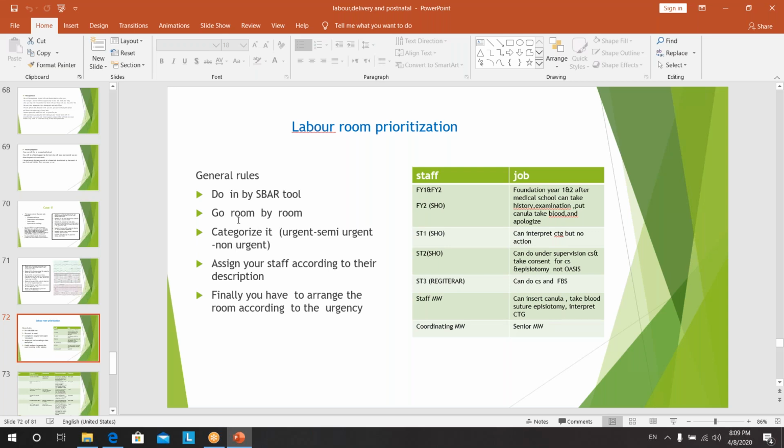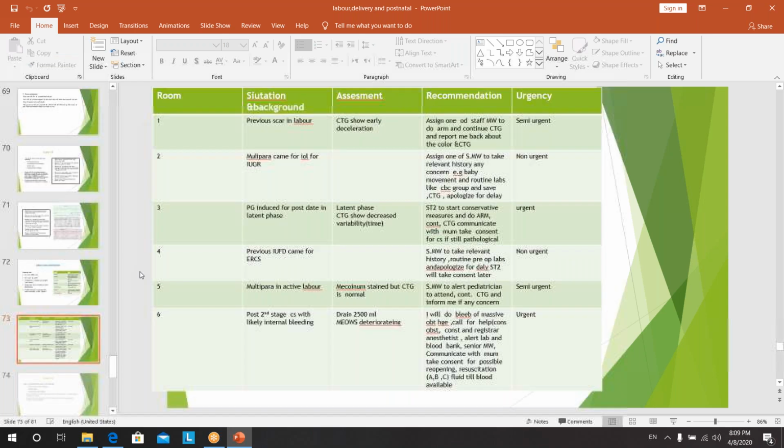Categorize after you do the SBAR tool. Categorize into urgent, semi-urgent, or non-urgent. Assign the staff according to their description. And finally, after you finish all the rooms, you can arrange them according to the urgency. So you will say, I will start by room 6 or by room 1. This is 6 patients. In our exam, there were 8 patients. I think it was a too lengthy scenario.